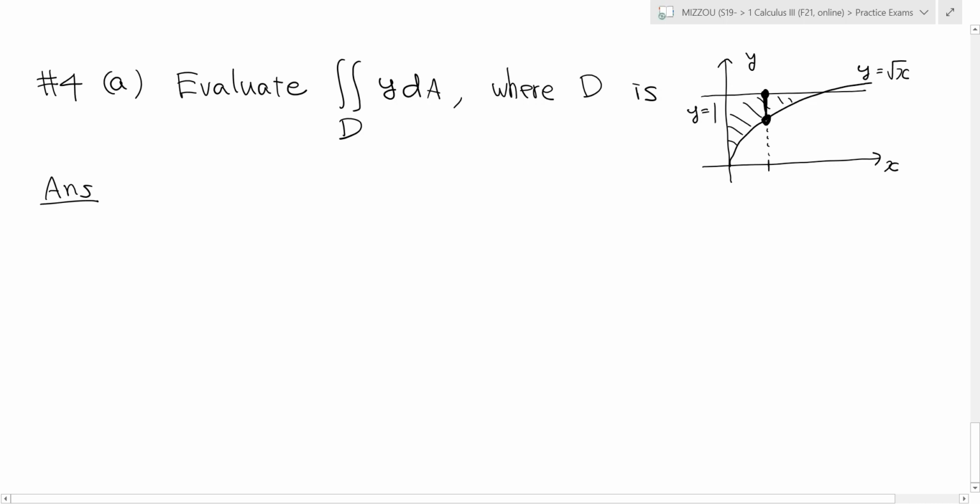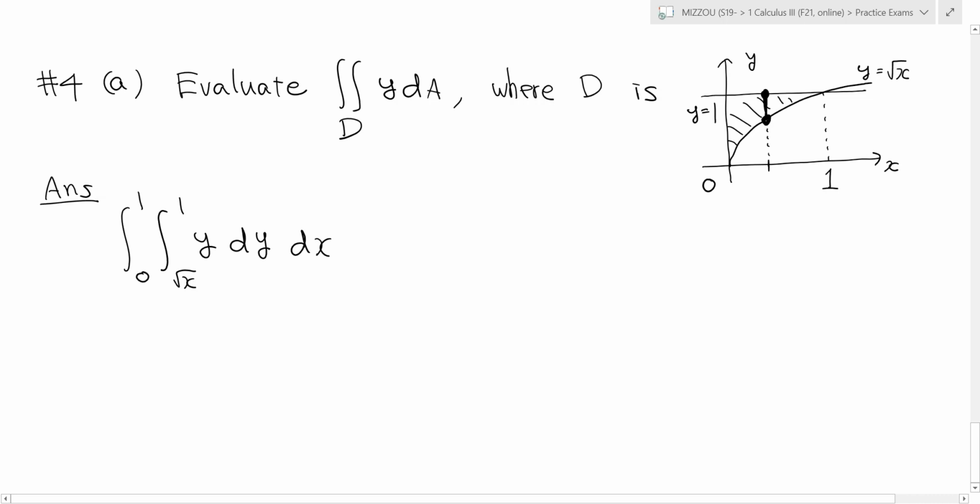So the given integral is written as: you fix x and you integrate with y, and y goes from root x to 1. And then you integrate with x, but the limits for x are from 0 to 1. The smallest possible x is 0, and the largest possible x is 1. So the limits for x are 0 and 1.